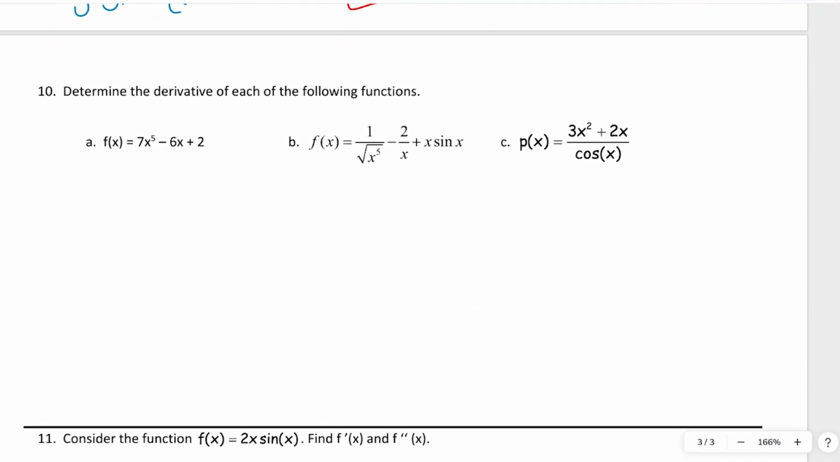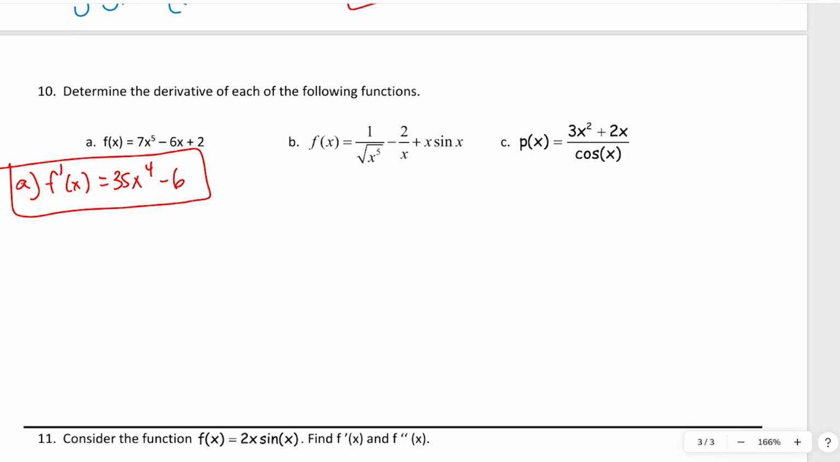Number 10 says, find the derivative of each of the following functions. So here we're just practicing some more. This first one should be the easiest one. We're just using the power rule here. So the derivative of f would be 35x to the fourth minus 6. Not much to say about that. You guys are really good with the power rule, so I'm not going to elaborate.